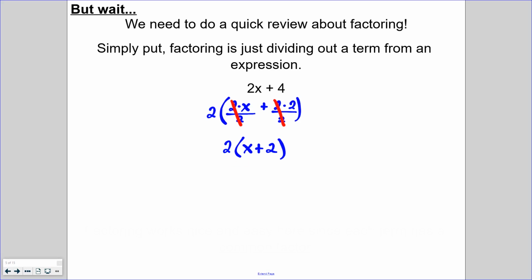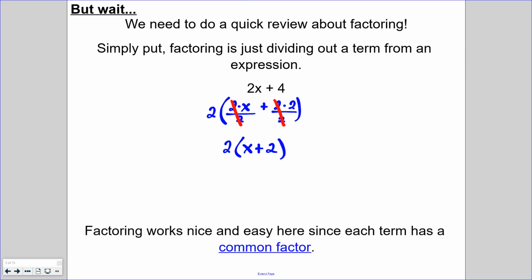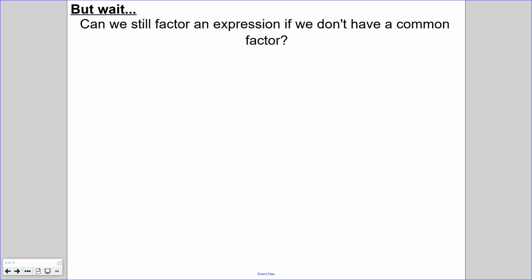Now, this particular expression was easy to factor because both of our terms had a factor of 2. And that is known as a common factor. They both have the same multiple in common. So factoring works nice and easy here, since each term has a common factor. But what if we don't have a common factor? Can we still factor an expression if we don't have that common factor? And yeah, you better believe it. We can definitely still factor something out. It's just not going to look nice and pretty like the previous example.